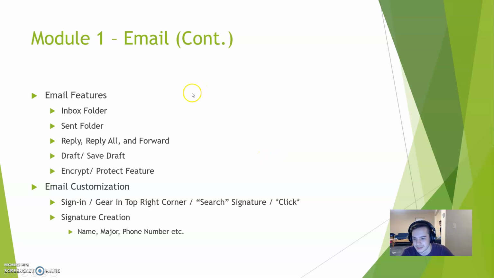So still on to email, making sure you know how to open your inbox folder, sent folder, do reply, reply all, forwarding, draft, save draft, and then encrypting protect feature, which is basically like they can only open it once and then it's just gone. Draft is basically just like you pre-write an email and then save it for later if you want to change it or send it or delete it.